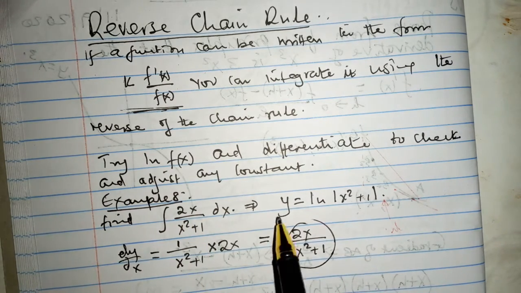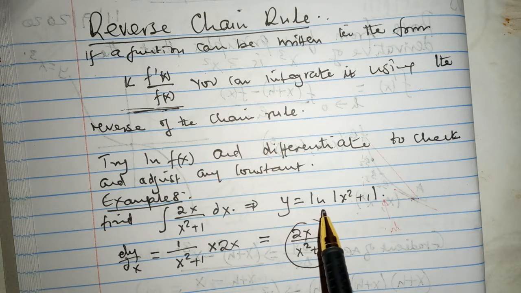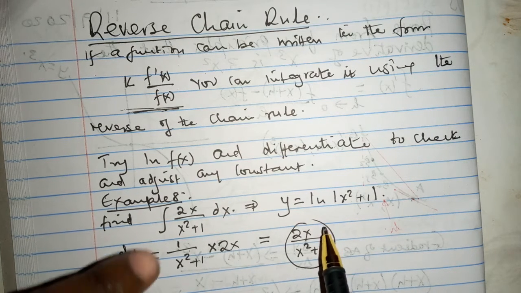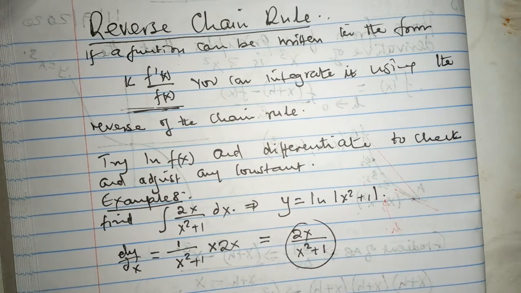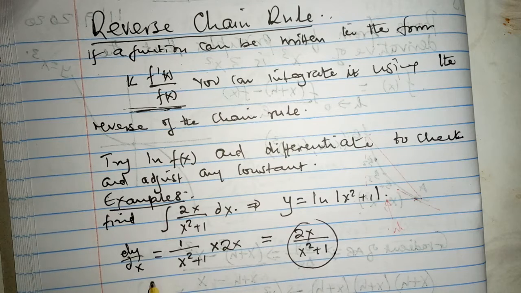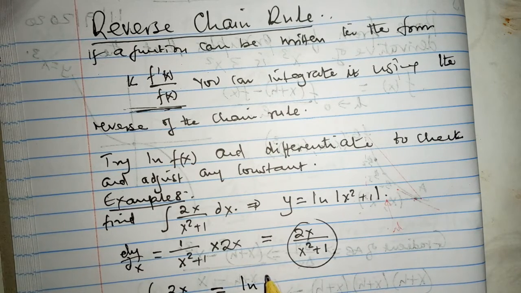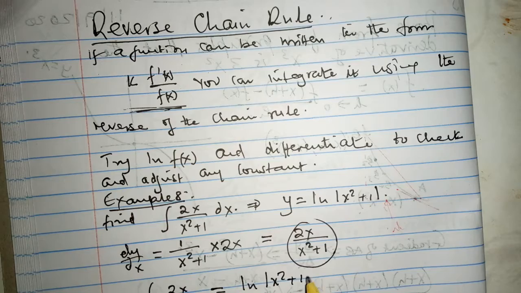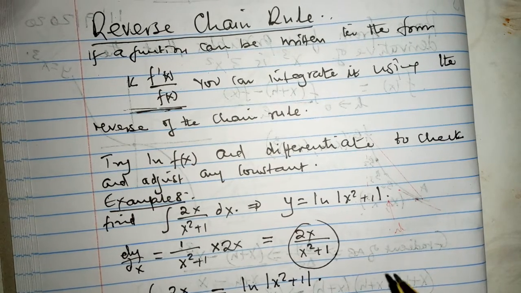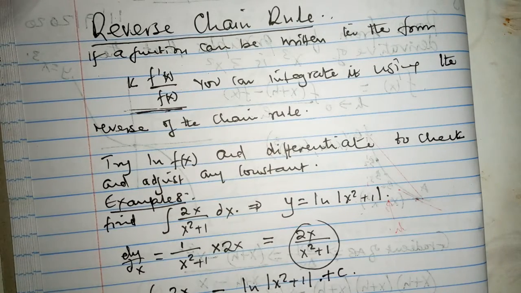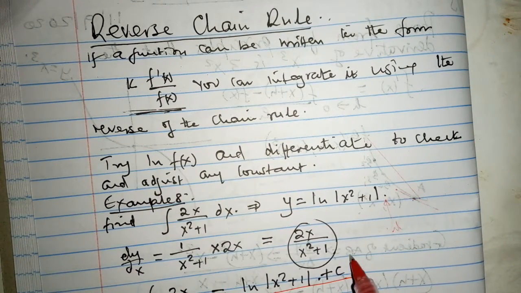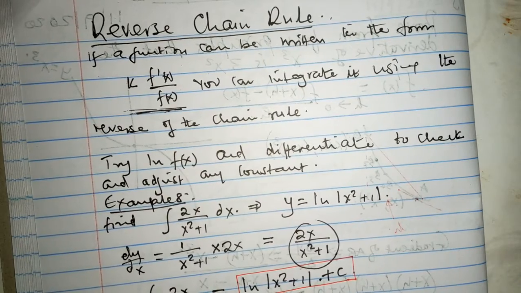So whatever we suggested as our function to differentiate, to take us here, has worked perfectly. Therefore, the integral of 2x over x squared plus 1 is simply the natural logarithm of x squared plus 1. Natural logarithm of x squared plus 1. Of course, plus a constant c. And why are we saying this? The integral of this is this.